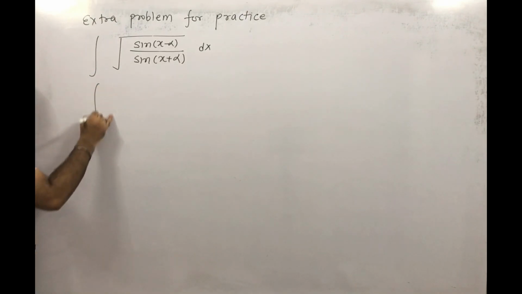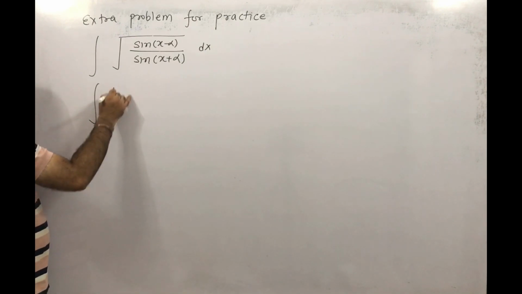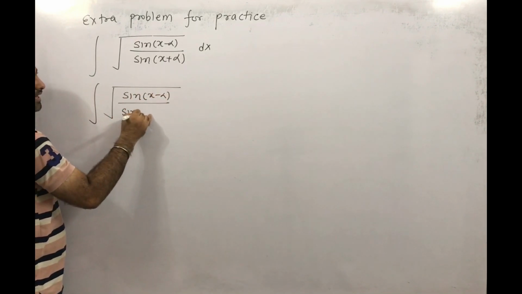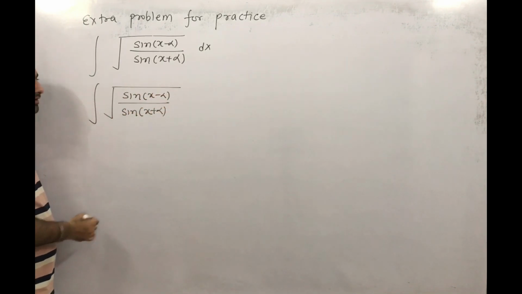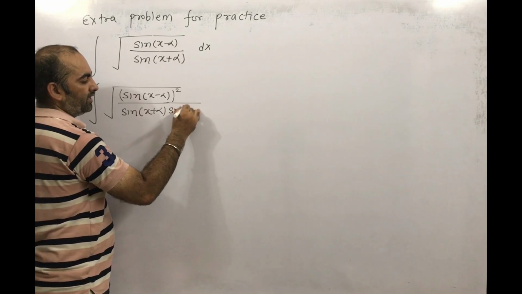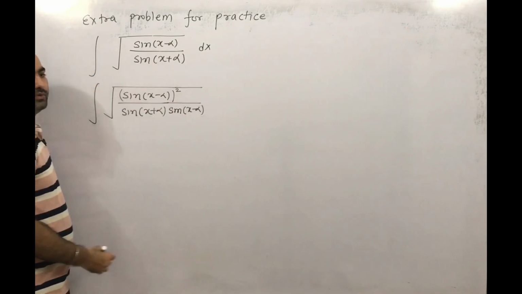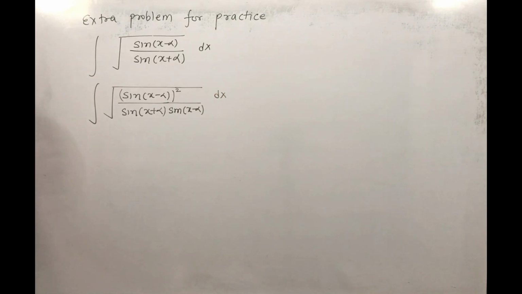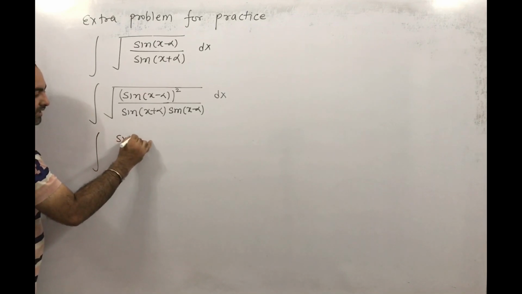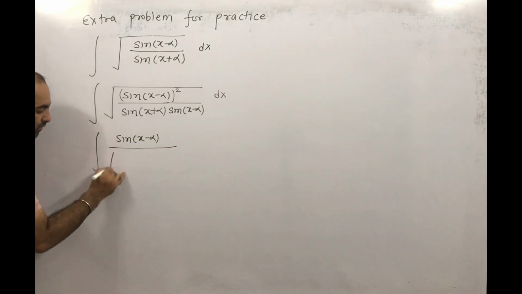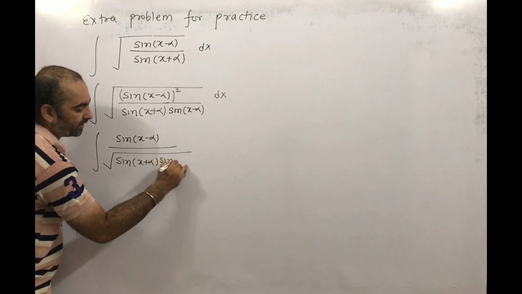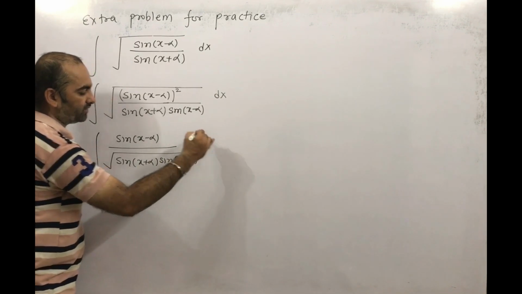So what you will do, integration of this one we can write as integration of sine of x minus alpha divided by sine of x plus alpha, and here what you do, we are doing a square. If we are doing this as a square, then we have to divide with sine of x minus alpha into dx. So the numerator is root over sine of x minus alpha whole square. So this one we can write as sine of x minus alpha divided by root over sine of x plus alpha into sine of x minus alpha into dx.